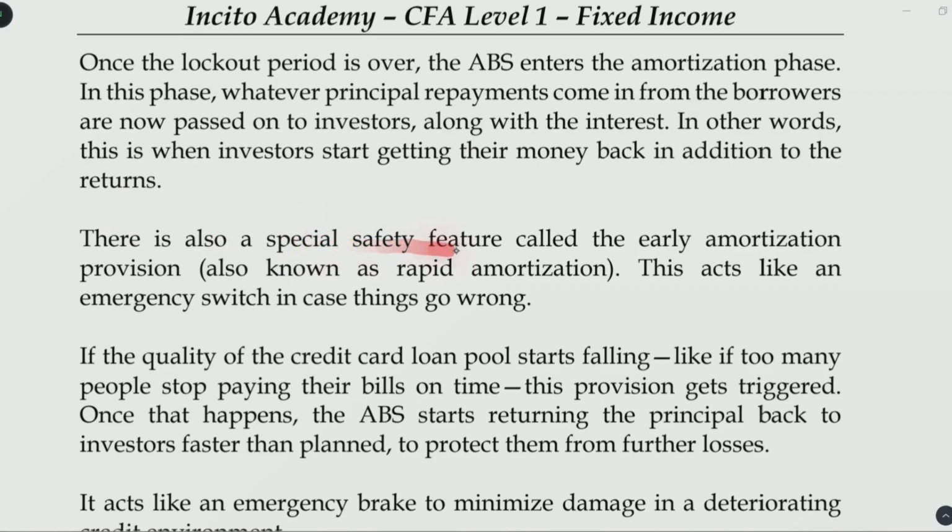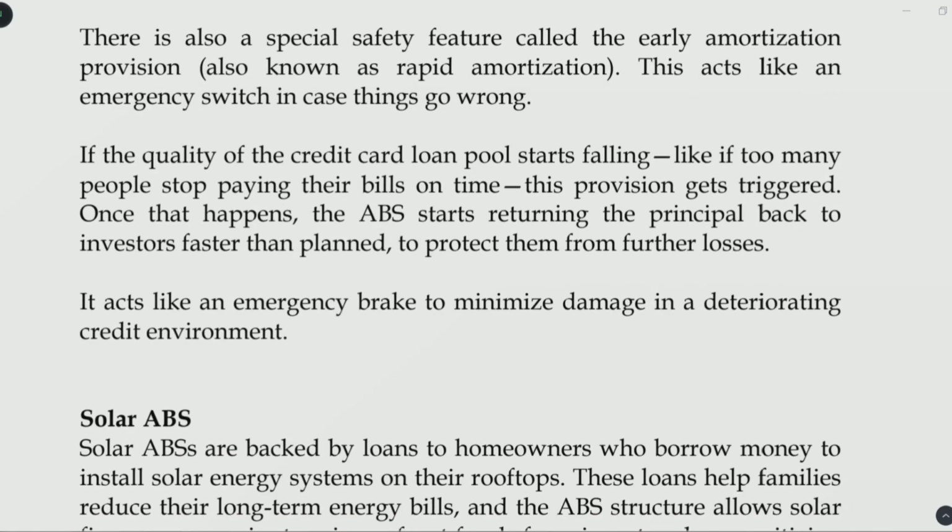There is also a special safety feature called the early amortization provision, also known as rapid amortization. This acts like an emergency switch in case things go wrong. If the quality of the credit card loan pool starts falling, like if too many people stop paying their bills on time, this provision gets triggered. Once that happens, the ABS starts returning the principal back to the investors faster than planned to protect them from further losses. It acts like an emergency brake to minimize damage in a deteriorating credit environment.